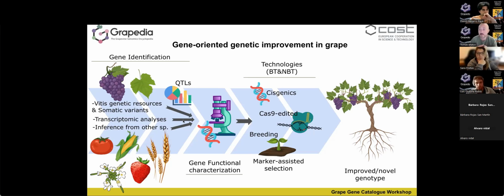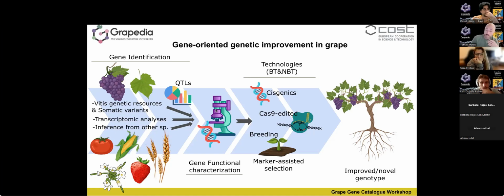In other cases, it could also be derived from the inference of an ortholog gene in another species. So if you're interested in a gene that is involved in anthocyanin production, or that is related to fruit development, and you know that gene has a function in tomato or strawberry or another crop, you would probably like to look for that same gene in grape and characterize it, right? So the sources of identification of genes of interest are quite broad.